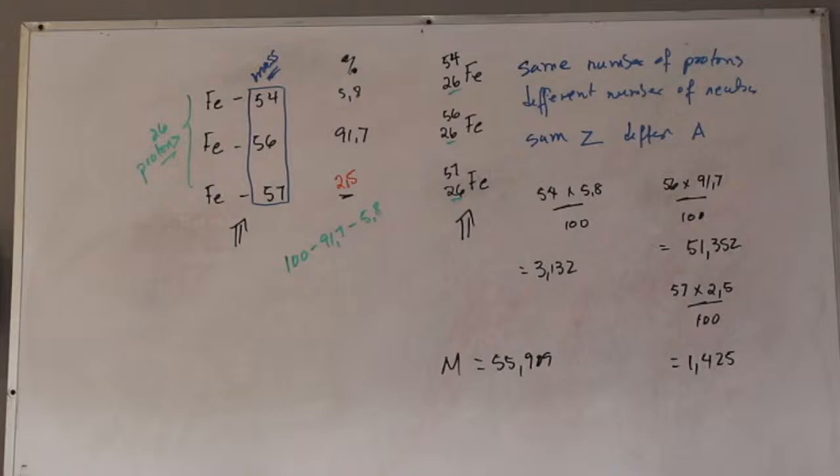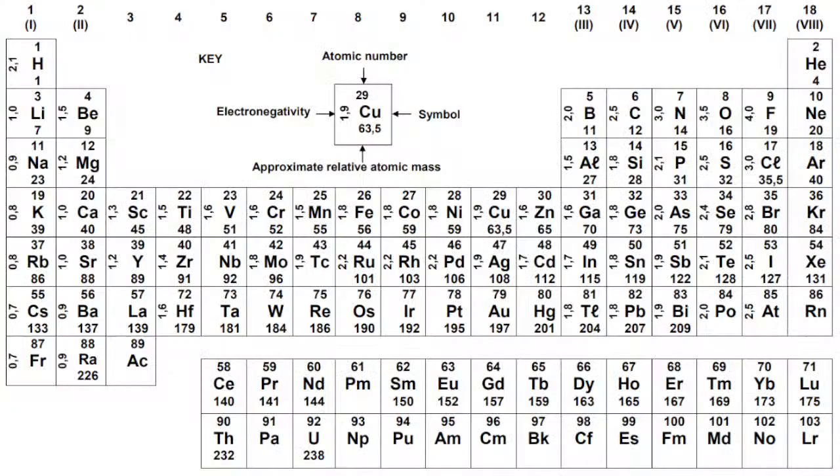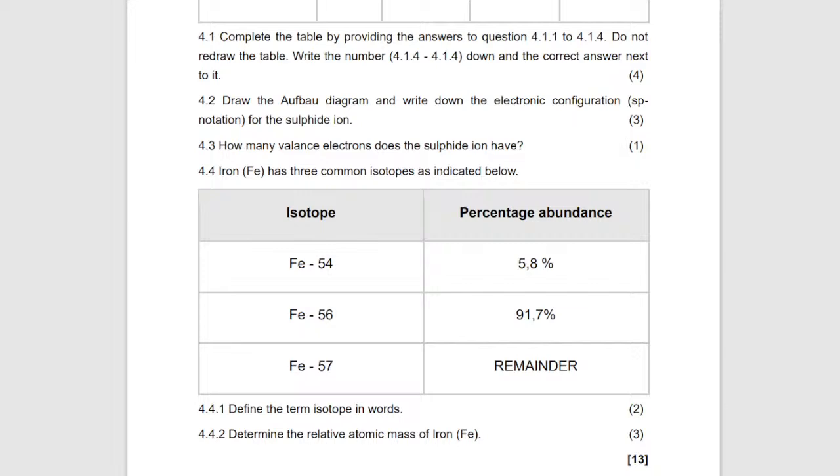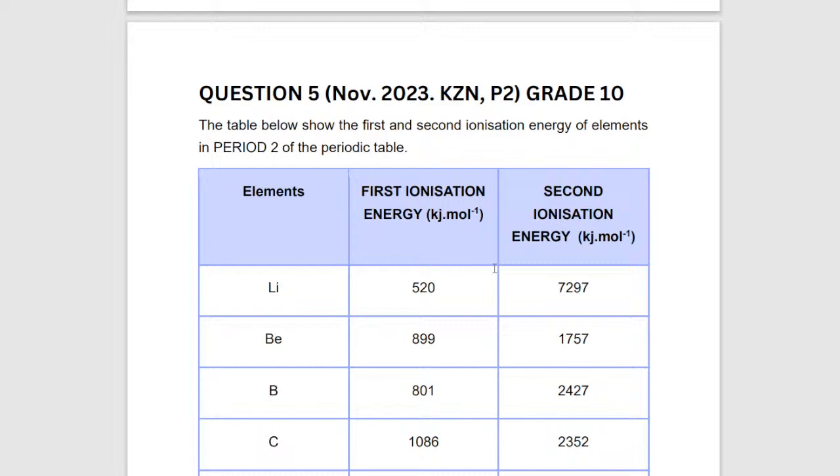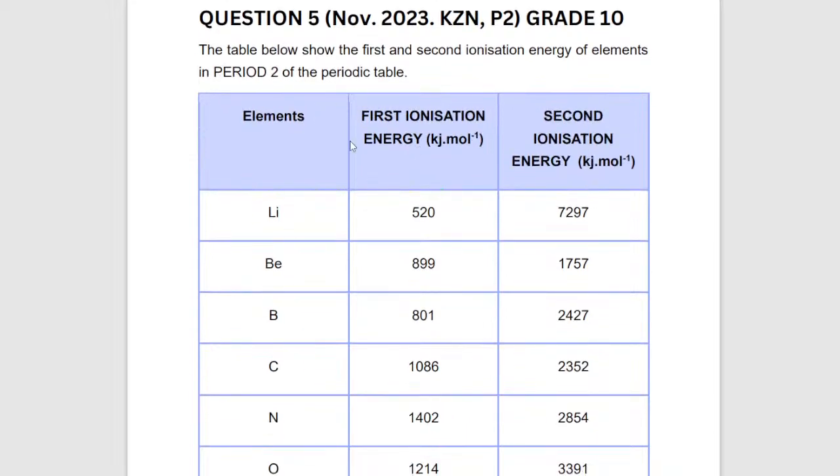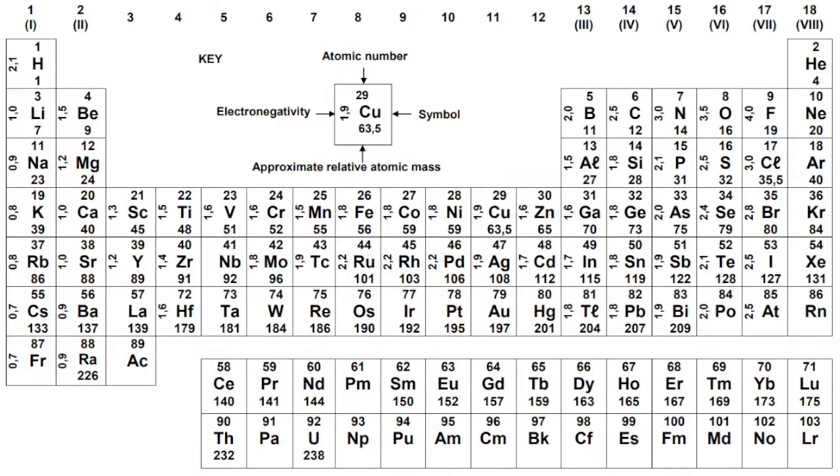It's fine. So the next question, guys, is not that bad. I have to go quickly to the question. Let me show you the question, because there are a few definitions that I also want to share with you. The question says the table below shows the first and the second ionization energy of elements in period 2. So we are dealing with the second period. So let's focus here. Second period starts from lithium, beryllium, boron, carbon, nitrogen, oxygen, fluorine, and neon.